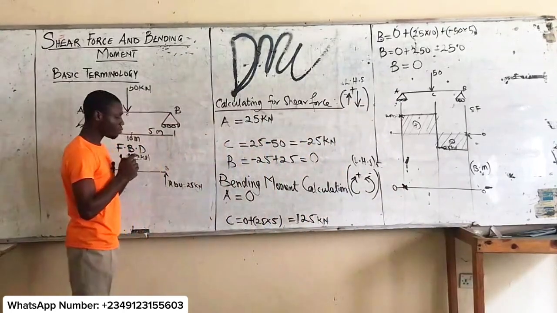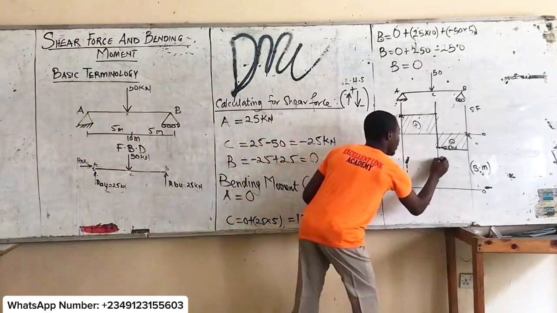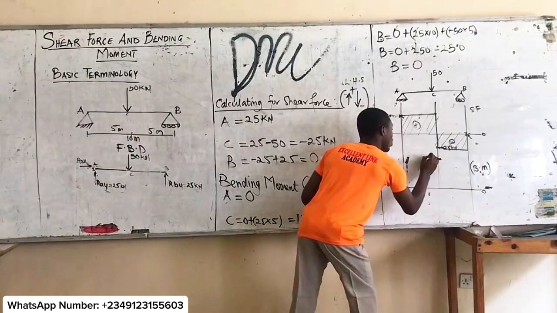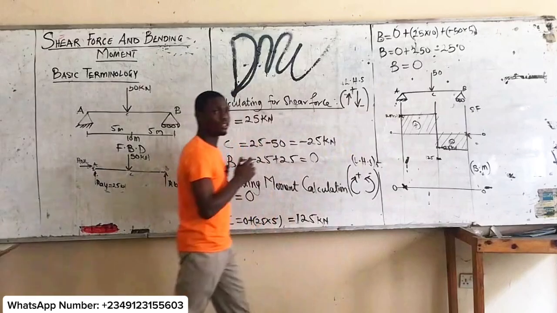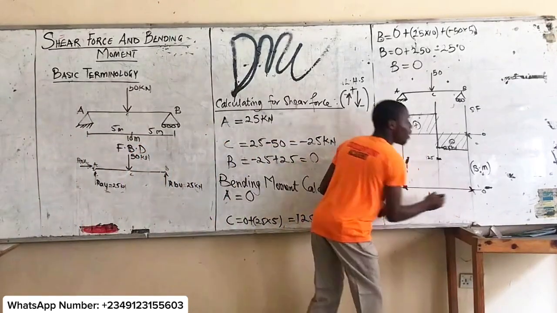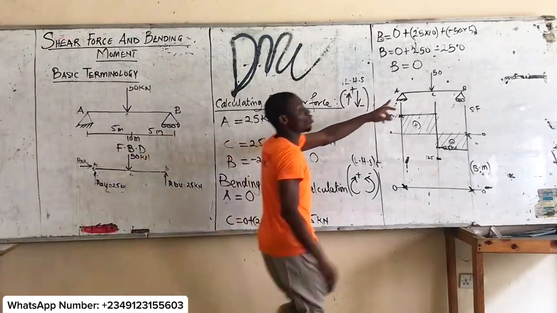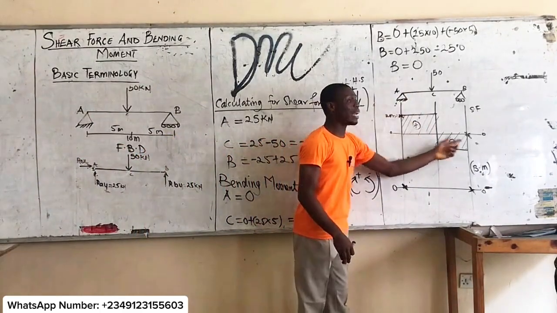At point B what is it? 125. At point C what is it? Let's assume it is somewhere here, Abi. That's 125. True or false? True. At point C it is 0. Now, listen. For shear force, for a point load, we said what? Connect them rectangularly, Abi?